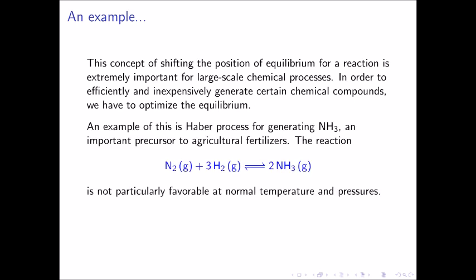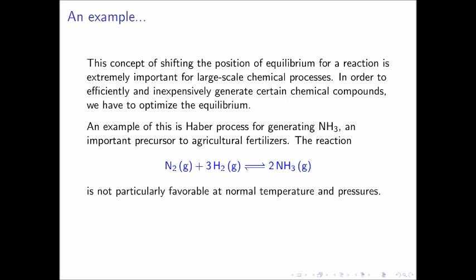This concept of shifting the position of equilibrium for a reaction is extremely important for large-scale industrial chemical processes. In order to efficiently and inexpensively generate certain chemical compounds, we have to optimize the equilibrium. Perhaps the most famous example of this is known as the Haber process for generating ammonia. Ammonia is an important precursor to agricultural fertilizers.